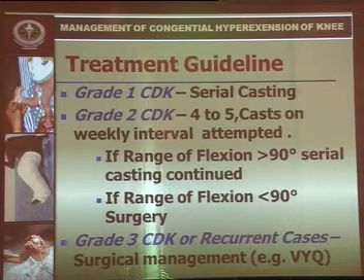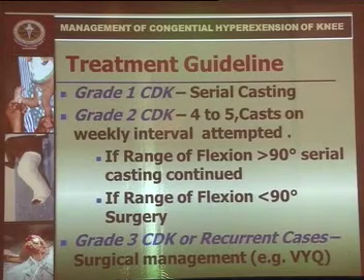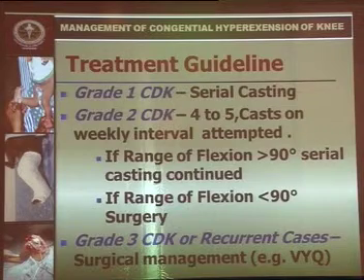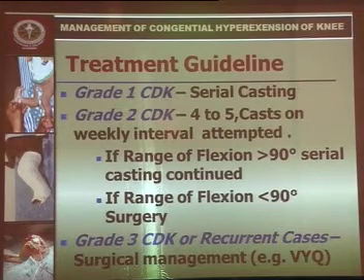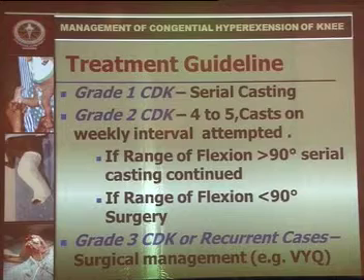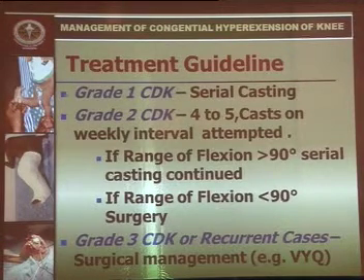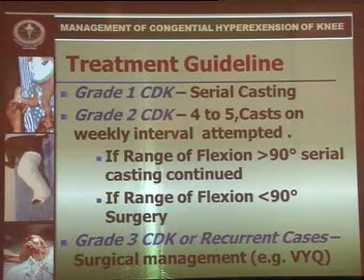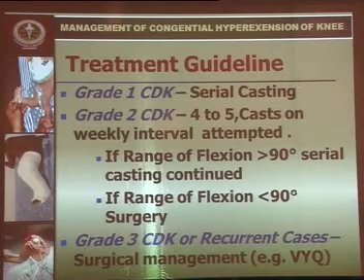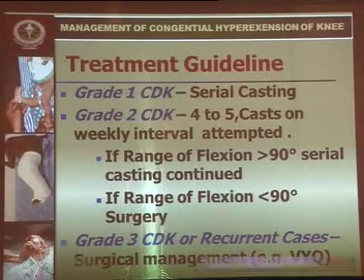How do you decide? 4 to 5 casts at weekly intervals are attempted. If after 4 to 5 casts the range of flexion is 90 degrees or more, then go for serial casting, that is the conservative line of treatment. If after 4 to 5 casts at weekly intervals the range of flexion is not improving and is less than 90, then you go for surgery, that is any of the 3 surgeries. Grade 3 cases, where there is dislocation, that is congenital dislocation of the knee, then surgical management is the direct treatment, which can be done after 2 to 3 months generally.